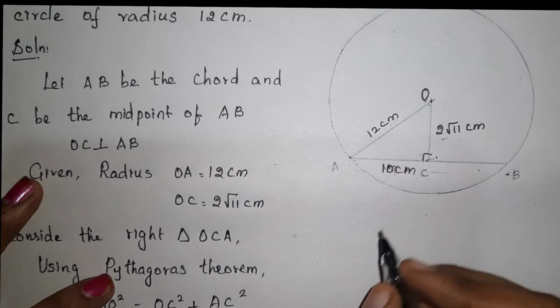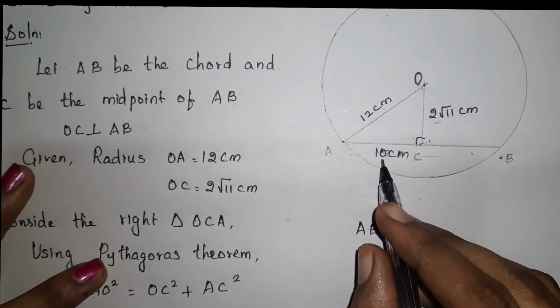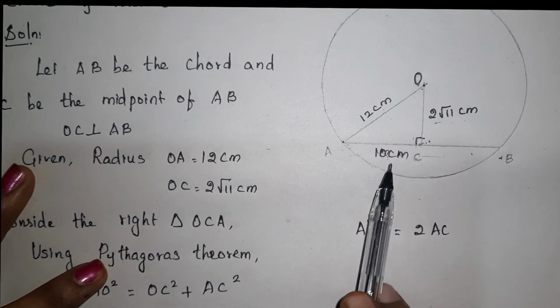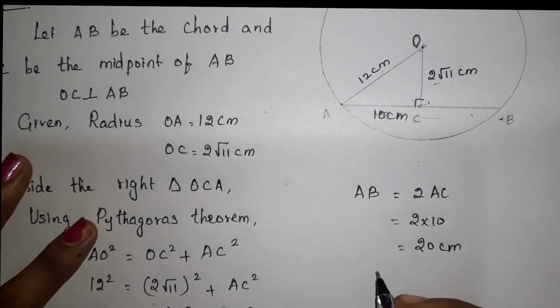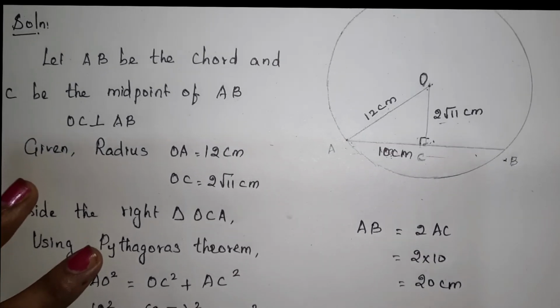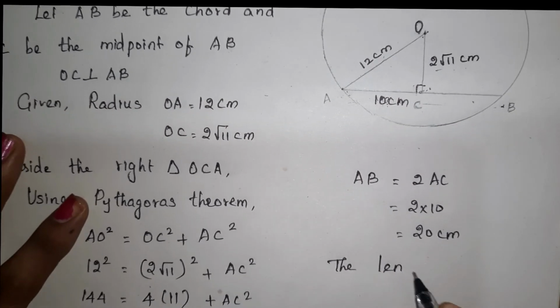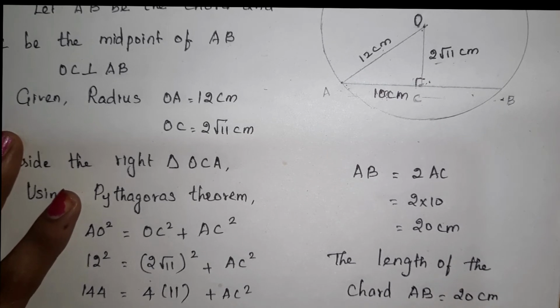So we can write this length AB equal to 2 times AC. AC value is known, 2 times AC we can write. That is just 10 plus 10 equal to 20. Then that is equal to 2 into 10 equal to 20 centimeter. So the question is find the length of the chord. Length of the chord means AB value. So the length of the chord AB equal to 20 centimeter. Okay, this is our answer.